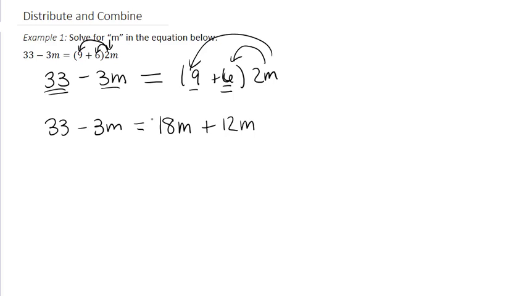So let's go ahead and do that on the right-hand side first. So we have 18m plus 12m. So this will have a big arrow. All of this becomes 33 minus 3m. So 18 plus 12 is 30m.